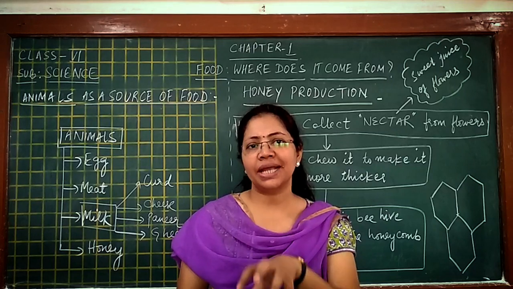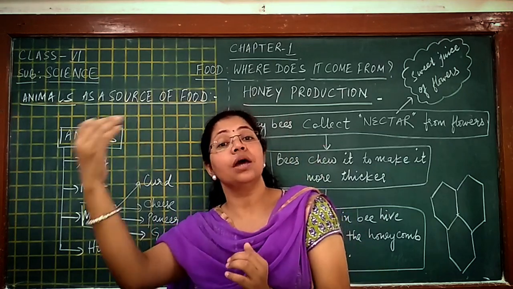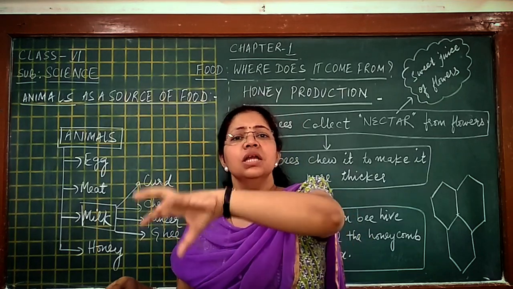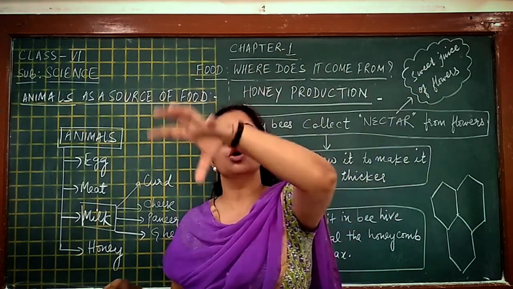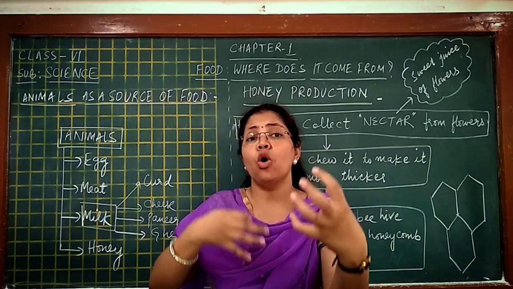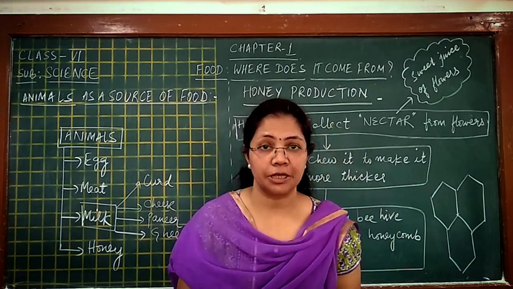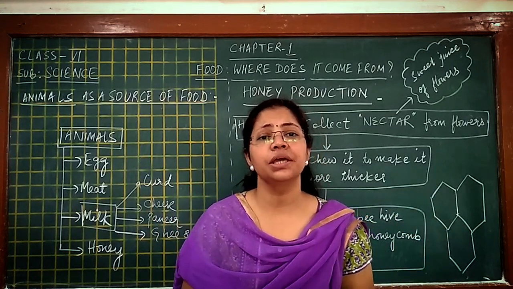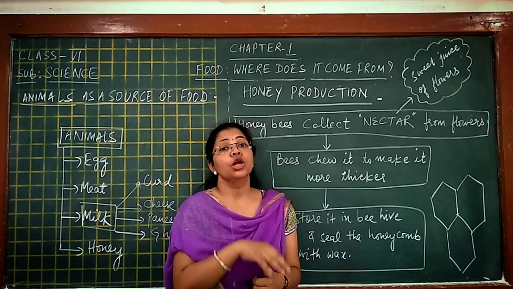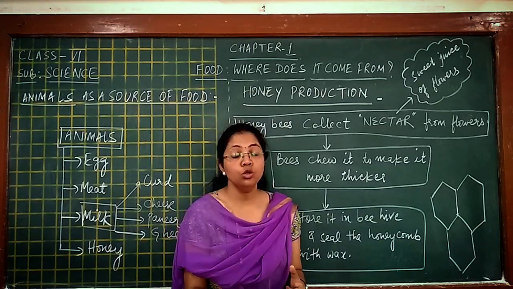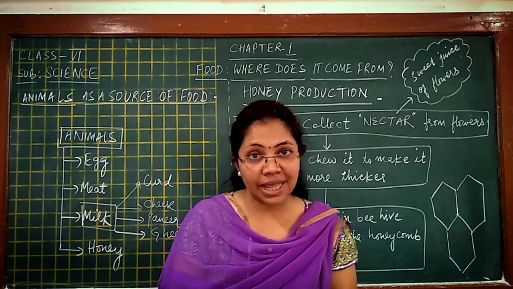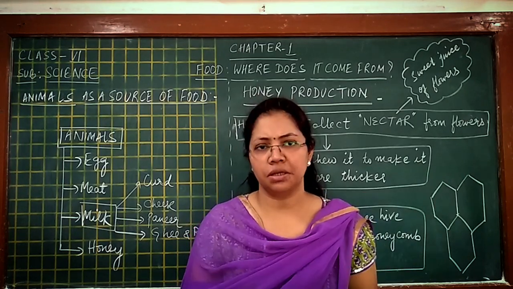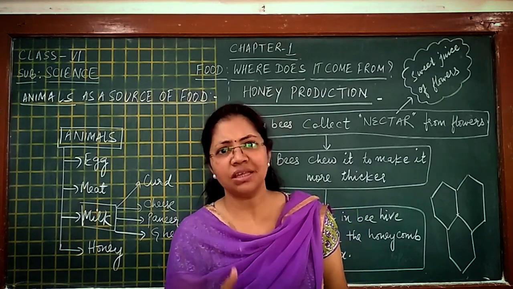Then the same nectar will be chewed by another worker bee for a considerable part of time. And like this, nectar is transferred among a group of many bees which keep on chewing it continuously. Now the question is, what is the purpose of chewing the nectar here? The purpose is to reduce the amount of moisture which is present in the nectar, because nectar is a watery fluid. It is not very thick, but the honey which we use is very thick.